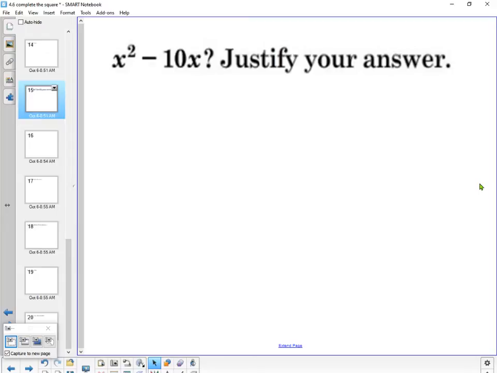Wait, what are we supposed to do? Same thing we were doing a minute ago. Complete the square. How is this the same thing that we just did? It's different.